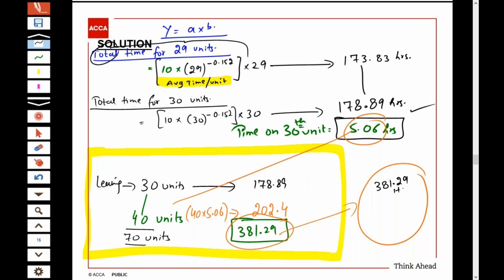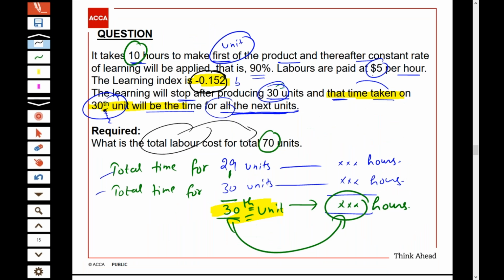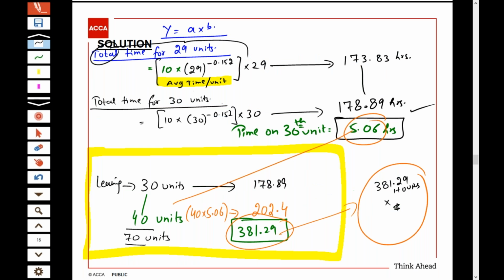So what will be the cost? 381.29 hours multiplied by the labor rate. What was the labor rate? That is $5 per hour. That is the total cost, 1906.45. This is the total labor cost.